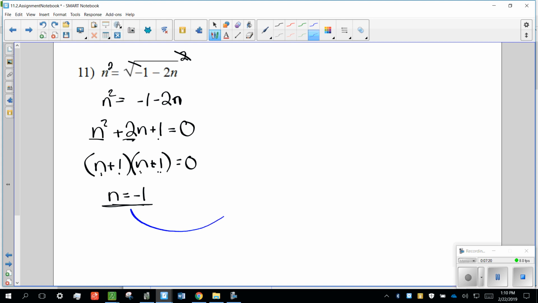So the last step is to put it back in there for n. So that would be negative 1 equals the square root of negative 1 minus 2 times negative 1. Alright, we're dealing with the square root, and square roots are going to be positive unless we had indicated it with a negative sign here. So I'm pretty sure this one's going to be extraneous.